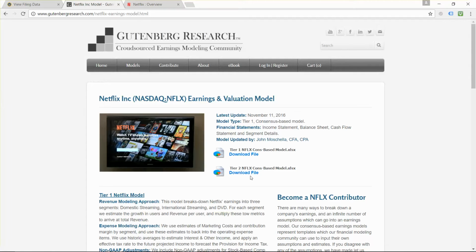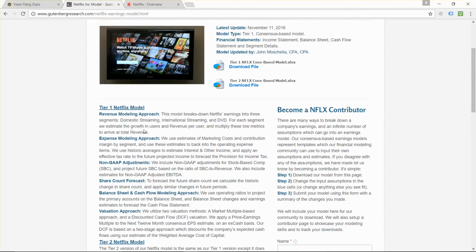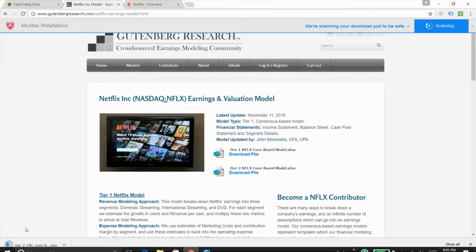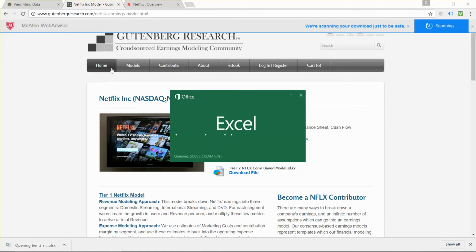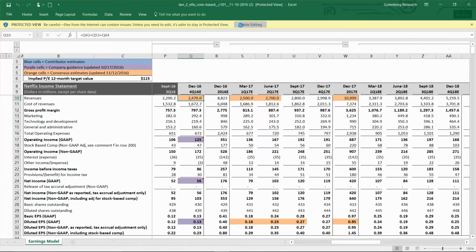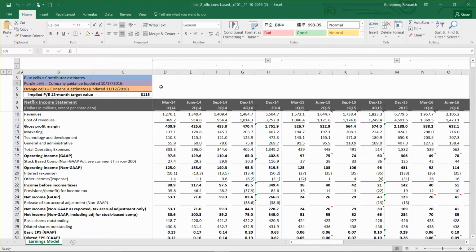So for this demo I'm going to be using the Tier 2 version of our model. If you go to the Netflix earnings model page, you'll see we have both a Tier 1 and Tier 2. There's a description of the Tier 1 model, which is a little bit more advanced. We forecast the balance sheet and the cash flow statement, and we use both a market multiple based valuation as well as a DCF valuation. But in our Tier 2, we are just forecasting the income statement, segment details, and doing a market multiple based valuation only. So it's a little bit easier if you're new to earnings modeling. This is a good one to get started with.